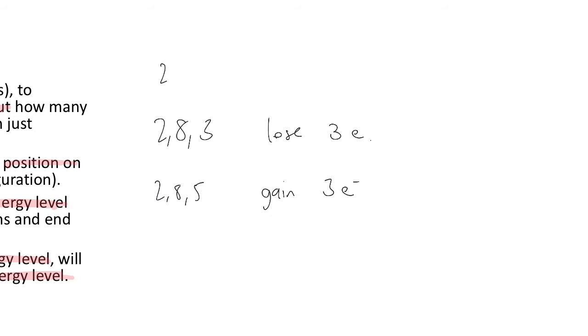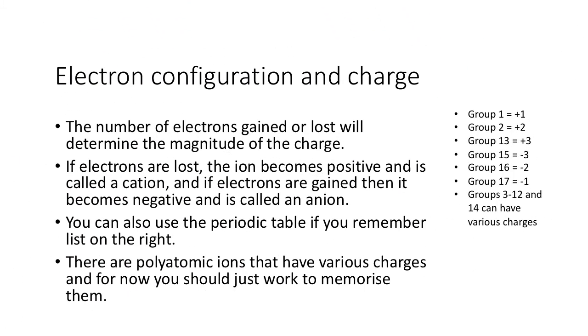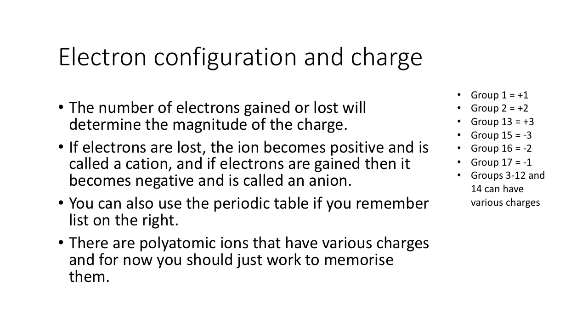If I had something like 2, 8, 18, 1, that's just going to lose 1 electron. If I had 2, 8, 7, it's going to gain 1 electron. That's the idea behind how many electrons are in the last energy level. Whether this value is high, we'll gain some electrons, whether it's low, we'll lose some electrons. The number of electrons gained or lost will determine the magnitude, which is just the amount, not necessarily the charge, whether it's positive or negative.